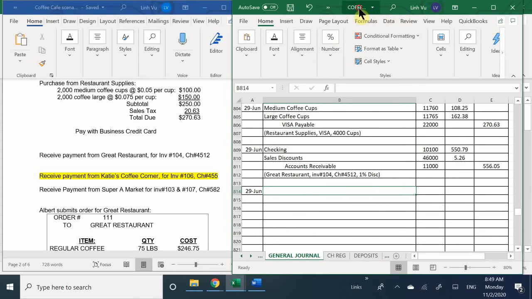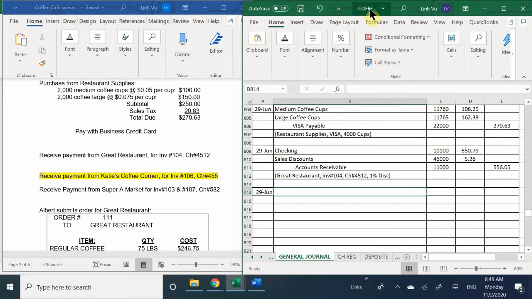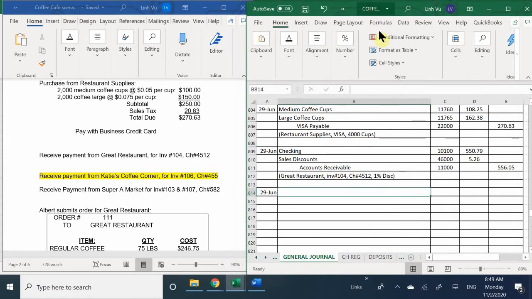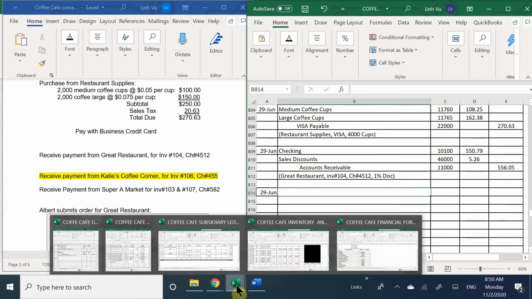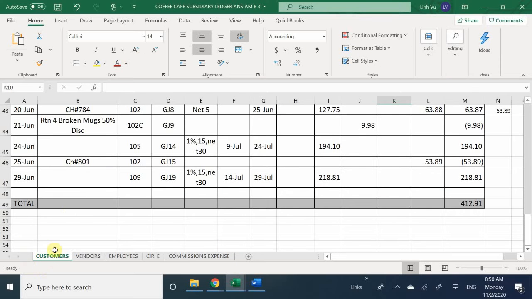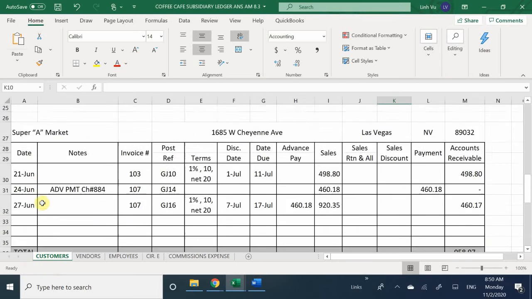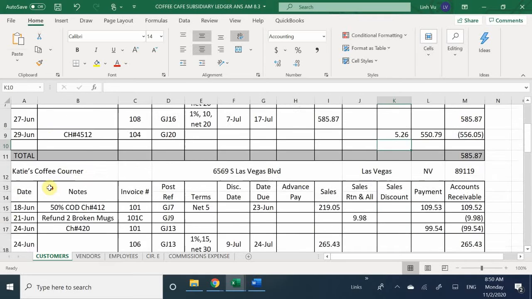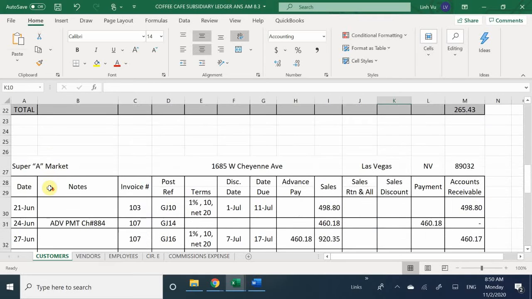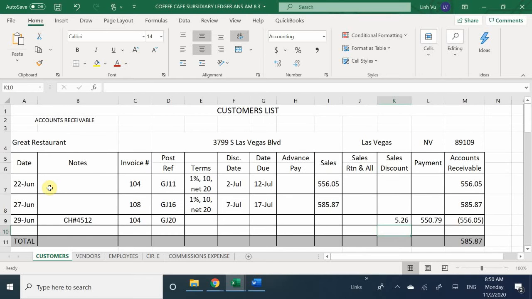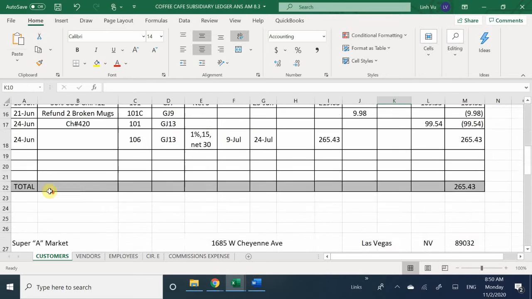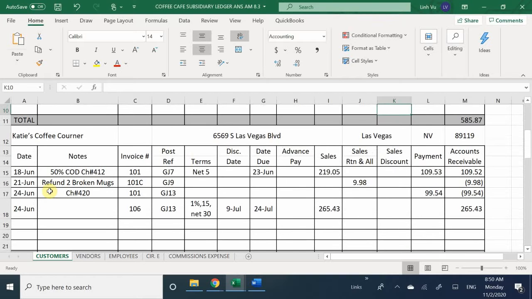The company received a payment from Katie's Coffee Corner with invoice 106, check number 455. In order to determine how much is the outstanding balance in reference to that particular invoice, we refer to the subsidiary ledger under customers. We're going to go to Katie. She should be the second one. Nope. Then here's Katie's Coffee Corner.